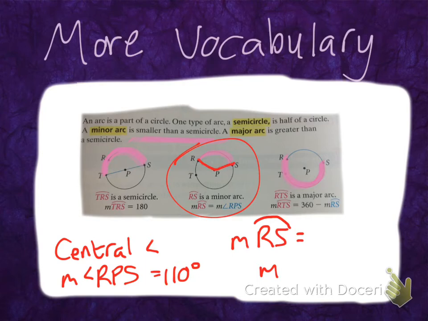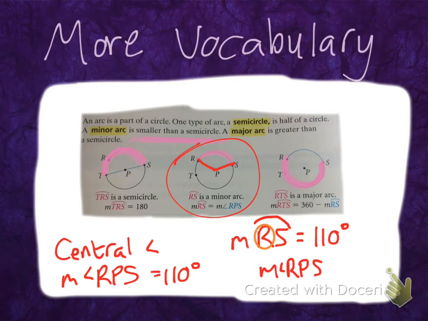Well, in this case, it's RPS, the measure of angle RPS. They have the same measure. So again, before, if I said the measure of angle RPS is 110 degrees, then I would say that the measure of arc RS is also 110 degrees.